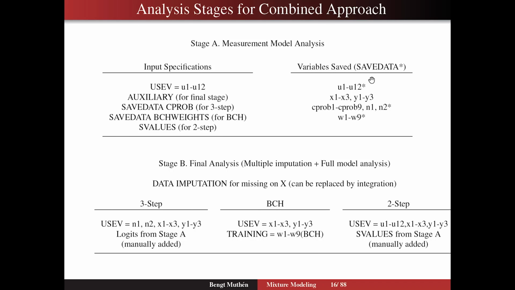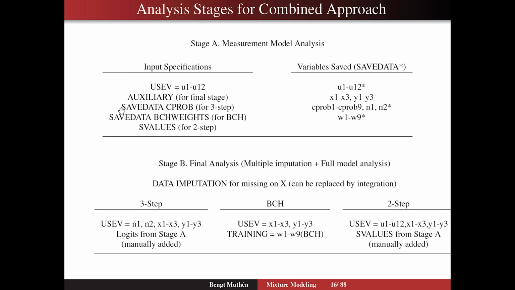And in the right column here, you have the variables that are saved in the analysis when you add the save data command. So when you have the save data command, you automatically save the variables on the use variables list. Now in the first stage, we also want to ask for the auxiliary option for saving variables for the final stage. So the variables that we would save then are the covariates and the distal outcomes.